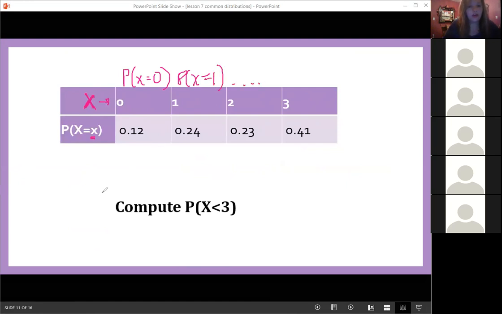So go ahead and try to compute the probability that X is less than 3. This looks like something you would do in middle school, less than 3. Okay, so go ahead and calculate this and let me know what you think, and we'll go over it then.